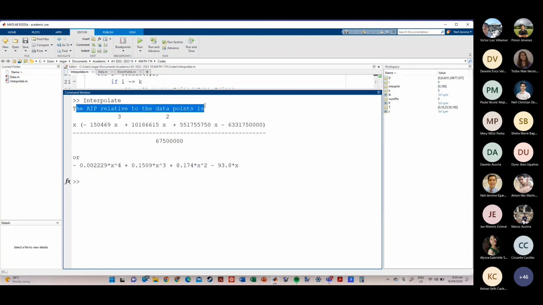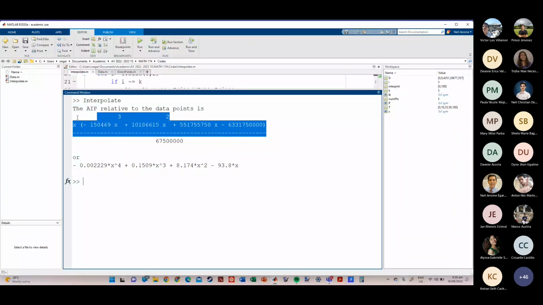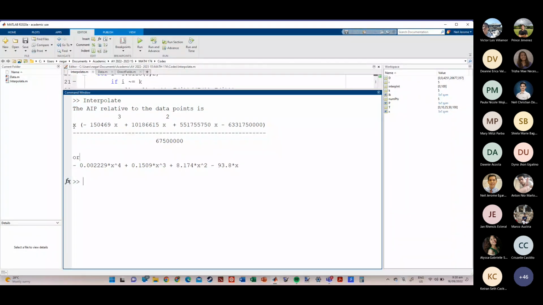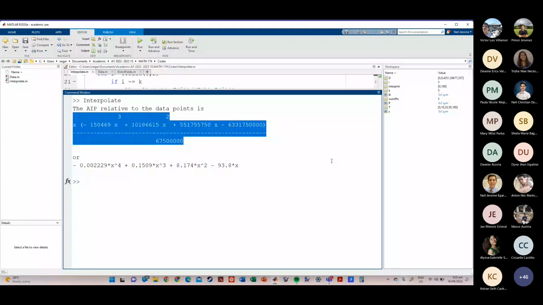So the AIP relative to the data points is, ito yung output ng pretty. Alright? Sabi nito, x times negative 150,469 x cubed plus 10,186,615 x squared plus this guy x minus this guy all over this number. So ito yung ating algebraic polynomial relative to that given set of data. All right. Ito yung result ng pretty.